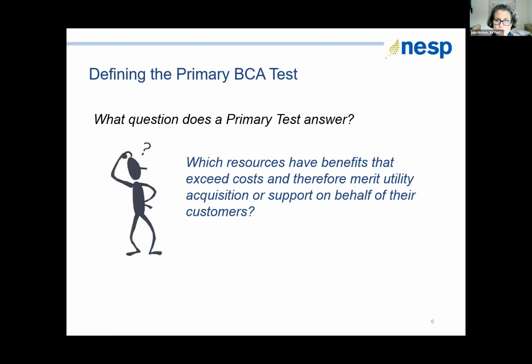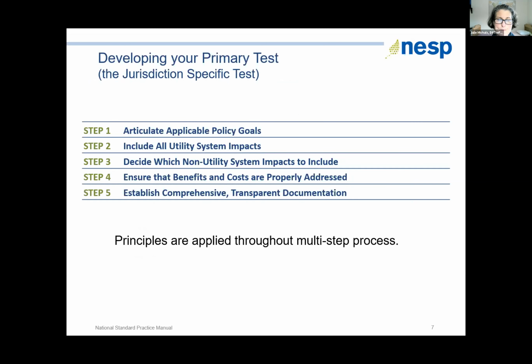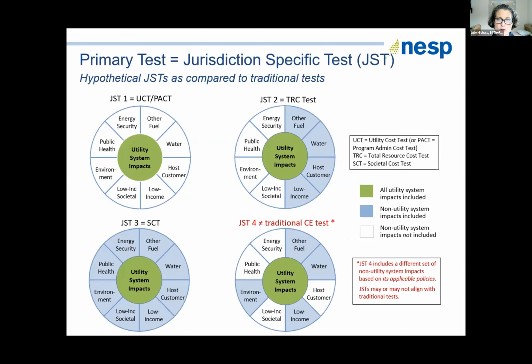carefully considered for investment. So next, the next element of the framework in developing your primary test are these 5 steps. And we are going to go into these in more depth, so I'm not going to spend time on them now. But essentially, you'll see that this is where the injection of the principles happens in these different steps. And in the NSPM, there's more specific guidance and examples provided as to what specific steps are involved and what key considerations are necessary.